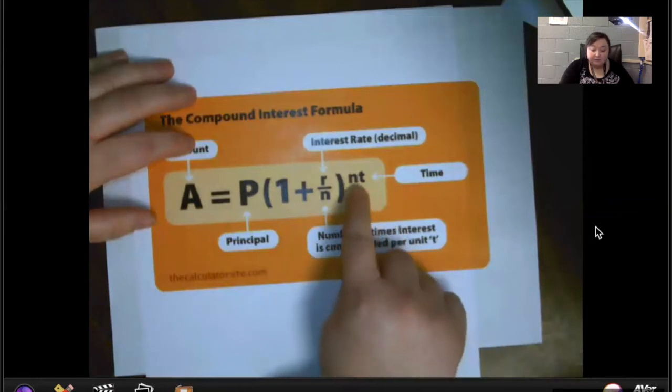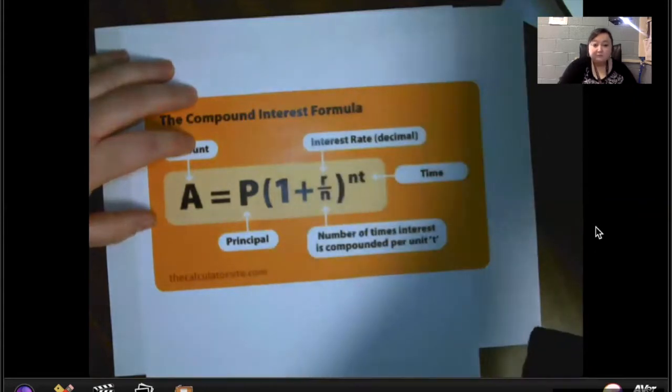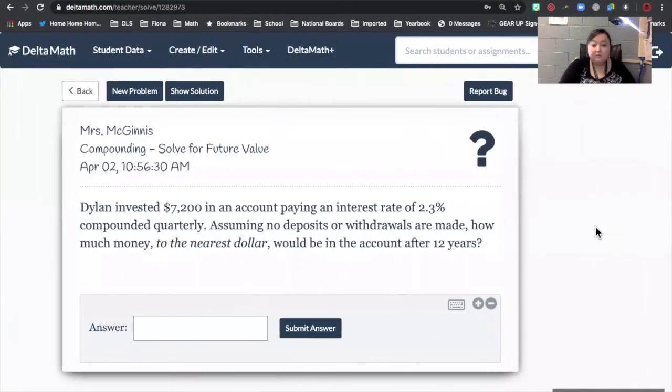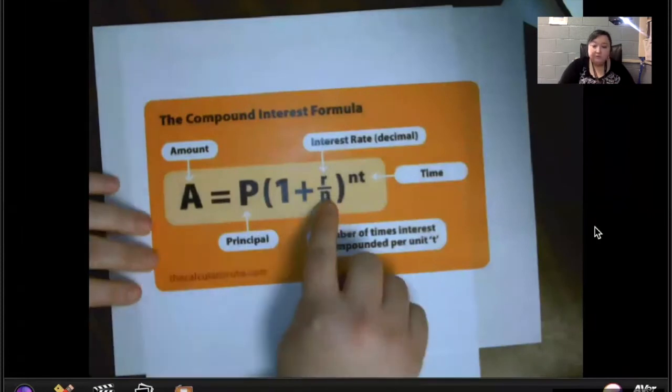And again, another key change here is that you are going to multiply in your exponent by the number of times that you're compounding. So for example, our problem here says it's compounded quarterly. So we know quarterly is 4. So it's been compounded. Our interest rate is split over 4 intervals within the year. So we're going to, in our formula, our n value for this problem is going to be 4.